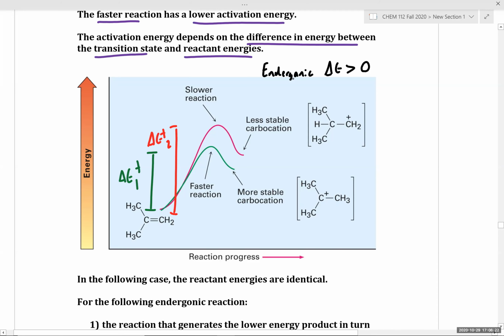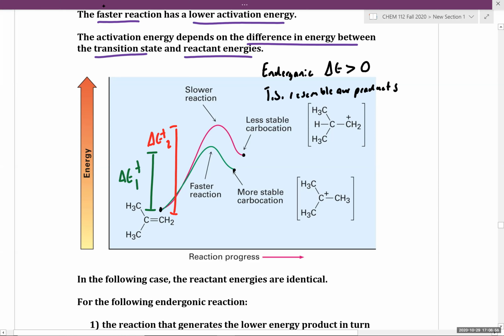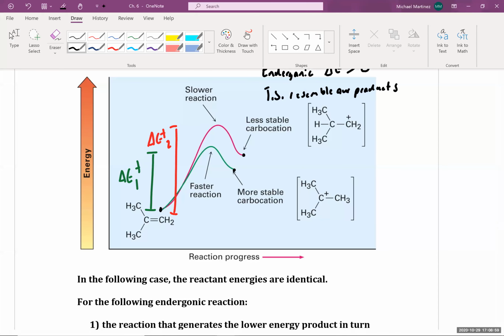Okay, so for endergonic steps, if we look at which species, reactants or products, is closer in energy to our transition state, we notice that our transition state is closest in energy to our products, so then our transition state will resemble our products. So we can use the relative energies of our products to estimate the relative energies of our transition state. So endergonic transition state resembles products.